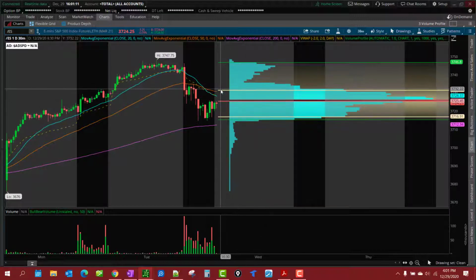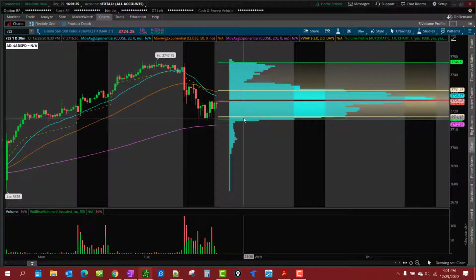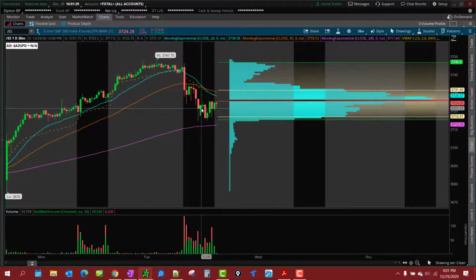The best area for trading, in my opinion, is at the extremes. If you're at or above the value area extreme upper, you'll want to short, put some puts on. If you're at or below the value area extreme lower, you want to go long or put some calls on or call spreads.